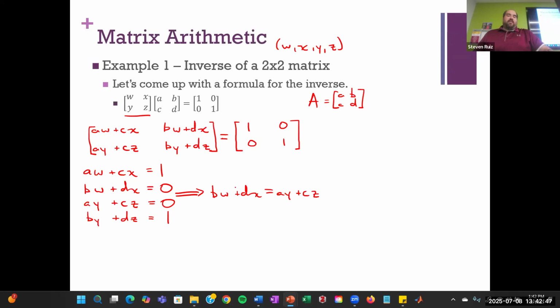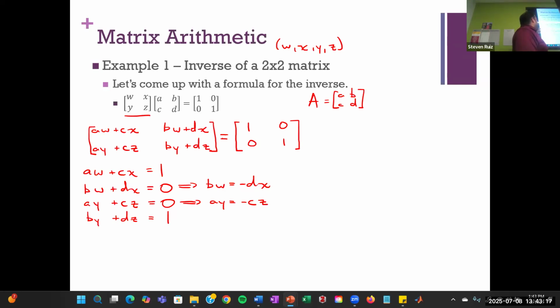So I'm going to suggest something slightly related. I'm still going to take advantage of the fact that both of these are equal to 0, but I'm going to do it one at a time. I know that bw is equal to negative dx. And I know that ay is equal to negative cz. So the first thing you said was basically, I think your point was that elimination is not going to happen. There's nothing we can add or subtract in these equations to get rid of any terms.